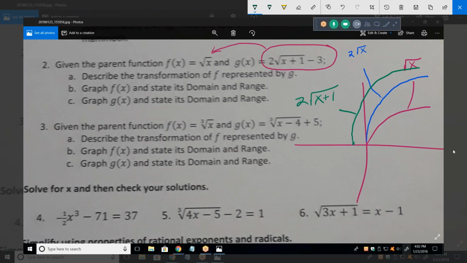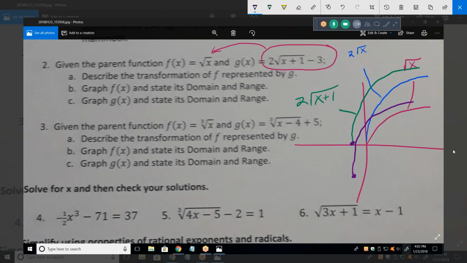Finally, we have the -3 thing. What is that? It's shifted down 3. Okay, so we take this point right here, we move it down 3. Again, it does not change the shape. It only changes the horizontal shift or the vertical shift, one or the other. And so this might look like that. And that's the way you want to do all of these.